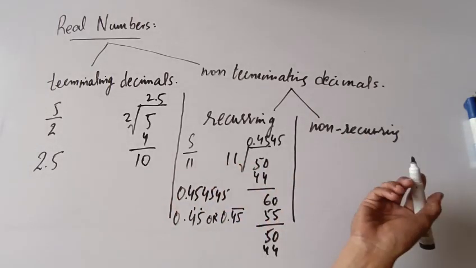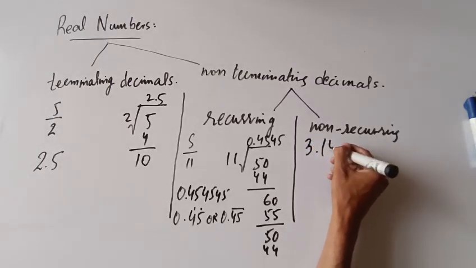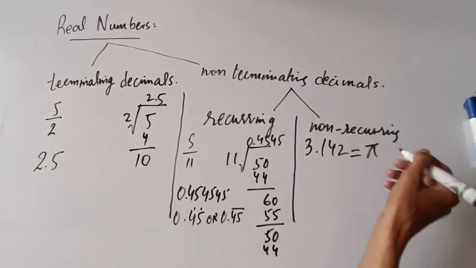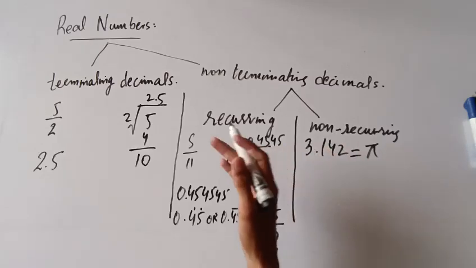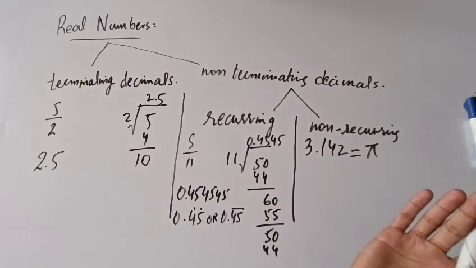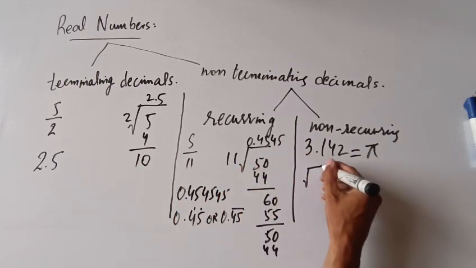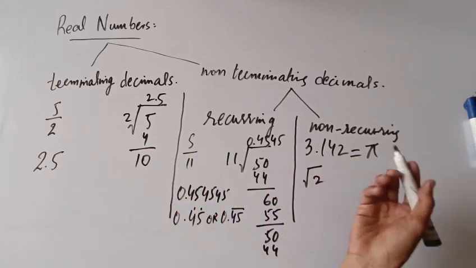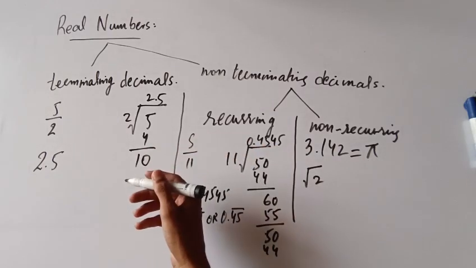And in non-recurring decimals, we have an example of this number, which is actually pi, 3.142. We are just showing here 3 digits after the decimal, but as you know there are unlimited decimal numbers after the decimal point in pi. Similarly, square root 2. Non-perfect square roots are all non-recurring decimals, so they will never end and they don't repeat as well.